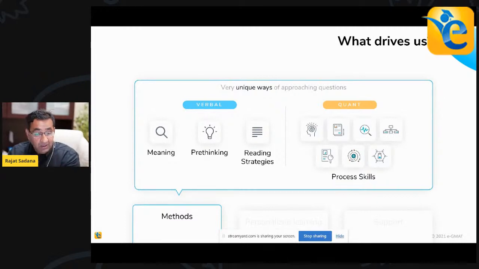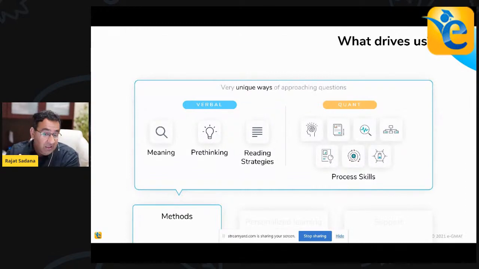Pyle invented the meaning-based approach in 2010, when people didn't even know that meaning was important in SE. And we've refined that approach three times since then. So we are in the third generation of that meaning-based approach. Similarly, we are in the third generation of the pre-thinking approach and the second generation of our reading strategies.